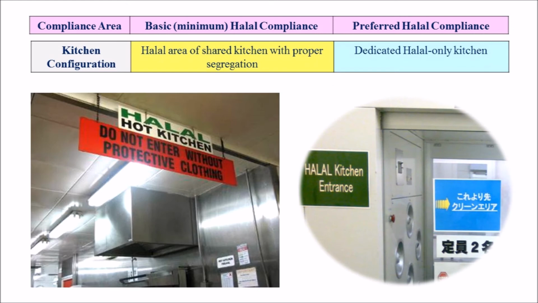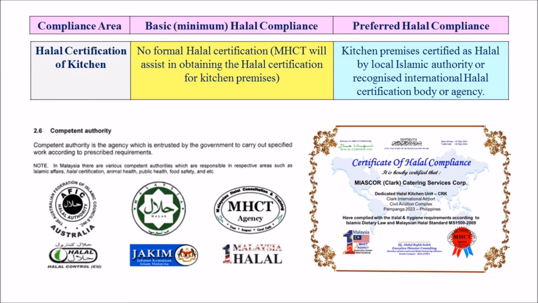Kitchen configuration, you can have halal area, shared kitchen with proper segregation. This is called partial halal kitchen, or you have dedicated area, it's a fully halal kitchen. Even now in Japan also they have, even in Europe, in France, in Germany, in London, UK, we do have a certified fully halal kitchen. It's a fully halal kitchen. So certification will be issued once they comply with all the standards and the requirement.